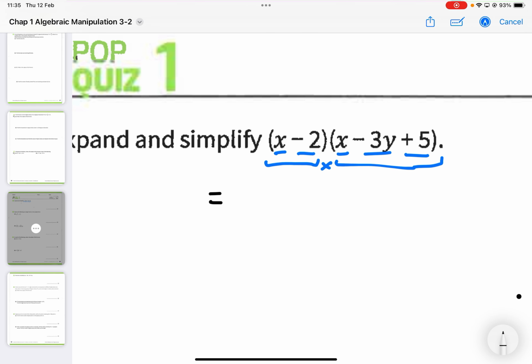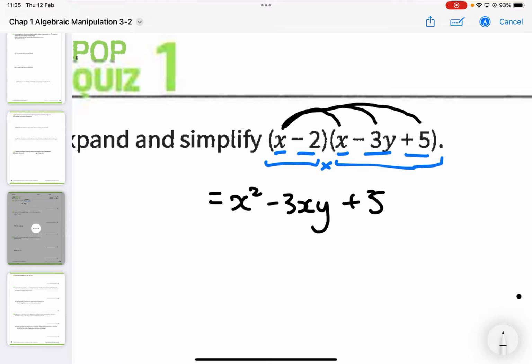We start with the first thing in the first bracket, multiply the first thing in the second bracket, I will have x squared. Then I go to the first term in the first bracket, multiply the second term in the second bracket. Then I will have minus 3xy. Then I go to my first term in the first bracket, multiply the third term in the second bracket. Okay? Like that, my first term from the first bracket has multiplied everything already.